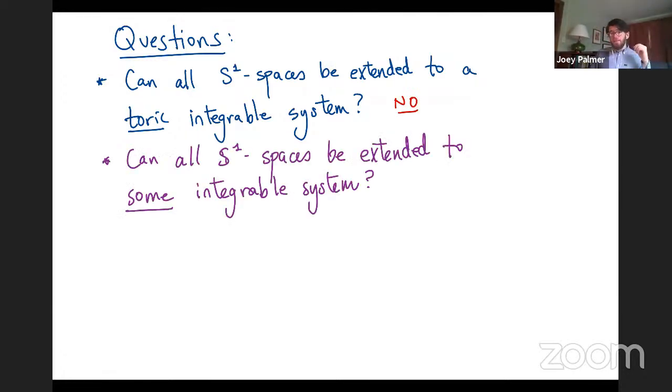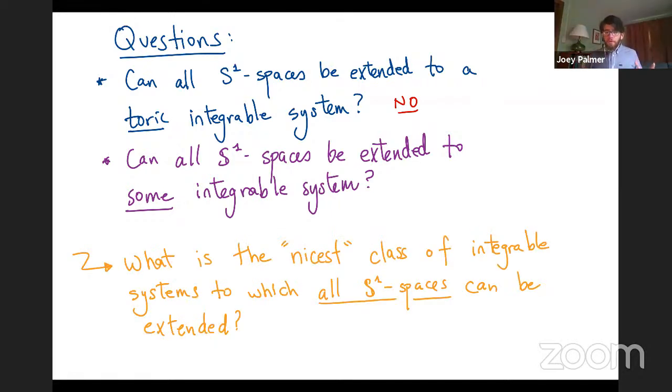So then the next natural question is, okay, well, can we at least lift to some integrable system? And this is the question I'm going to be asking. Can we find an H so that J, H is an integrable system? And if we can find an H, what's the nicest H? Restricting just to toric systems is too restrictive. You can't lift all the S1 spaces.